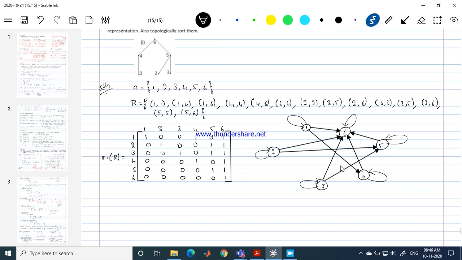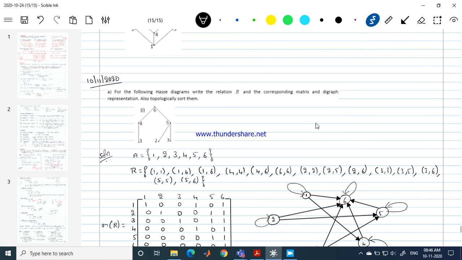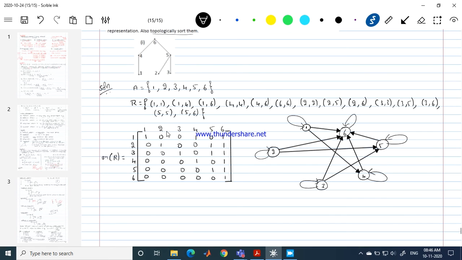See, so simple. In almost 2 to 3 recent question papers you are finding this kind of question. For the given Hasse diagram, you wrote the relation, matrix, and the corresponding digraph. The problem is not yet over. The question continues. You are supposed to topologically sort this. First, let me write the given graph. So what is this given graph?